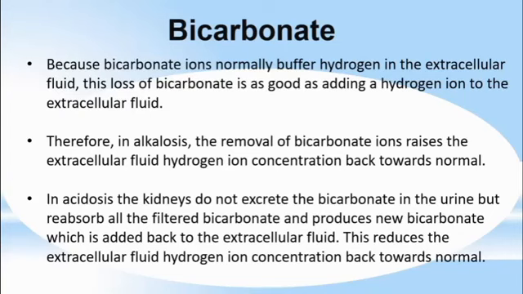In acidosis, the kidneys do not excrete the bicarbonate in urine but reabsorb all the filtered bicarbonate and produce new bicarbonate, which is added back to the extracellular fluid. This reduces the extracellular fluid hydrogen ion concentration back towards normal.